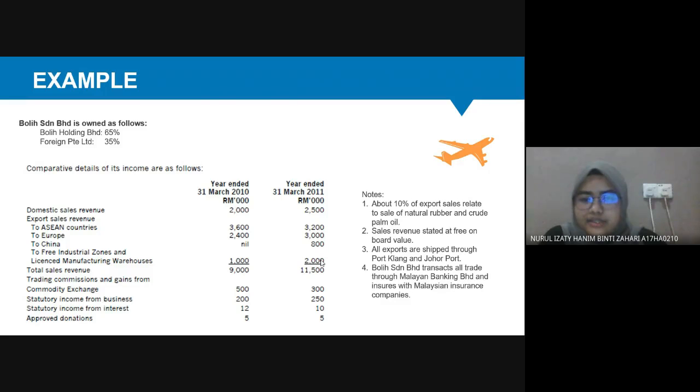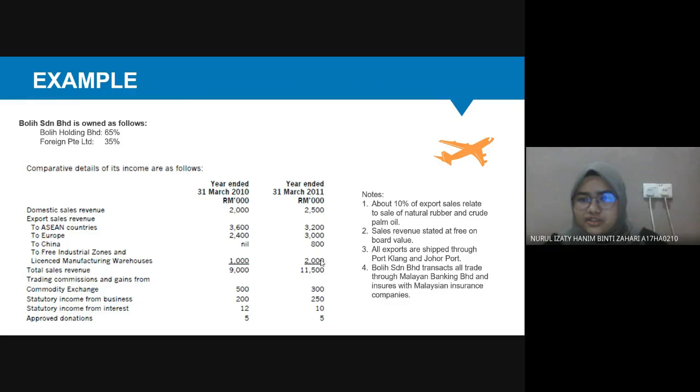And then sales revenue is stated at free on board value and all exports are shipped to Port Klang and Johor Port. And then Boleh Sedia Berhad transacts or trades through Malayan Banking Berhad and insures with Malaysian insurance companies. So before that, the doctor asked about not more than 20% of the trading commodities. So these are the trading commodities, which are natural rubber and crude palm oil.